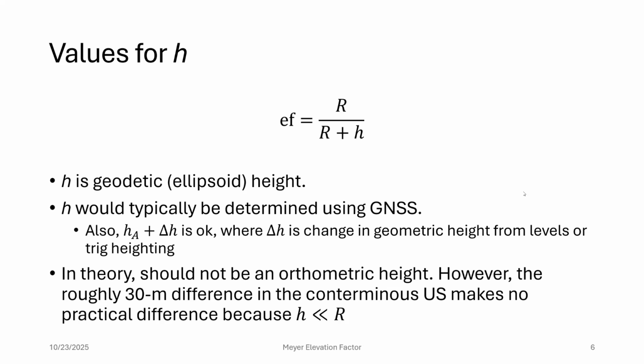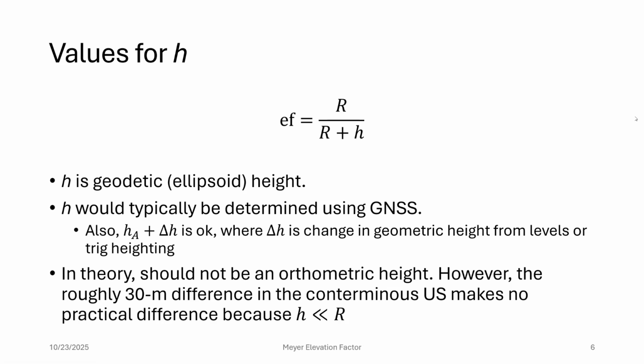Now, it's quite possible that you might have an orthometric height instead of an ellipsoid height, and in theory, it really should be an ellipsoid height, but it doesn't make any practical difference. The ellipsoid heights can't be more different from an orthometric height than 30 meters in the conterminous US. And so tacking on plus or minus 30 meters to H doesn't make a practical difference in the answer.